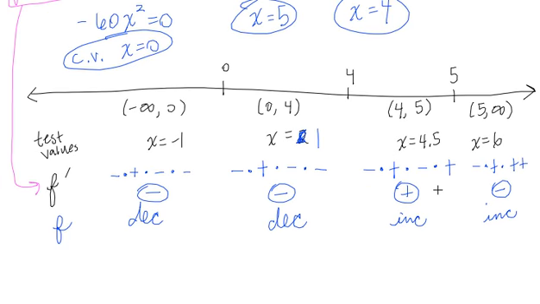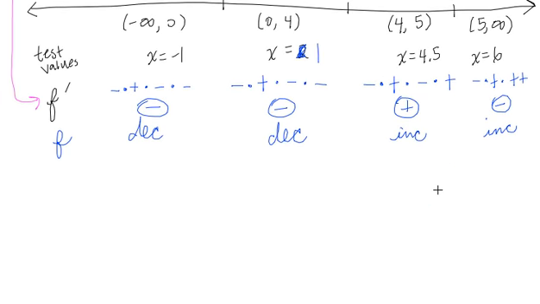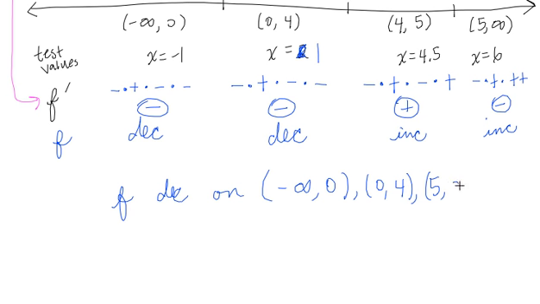So technically the answer would be that f is decreasing on the intervals from negative infinity to 0, and from 0 to 4, and from 5 to infinity, and it's only increasing on the interval from 4 to 5. That's where we got a positive number.